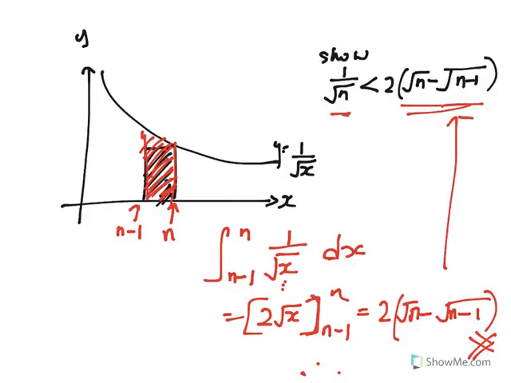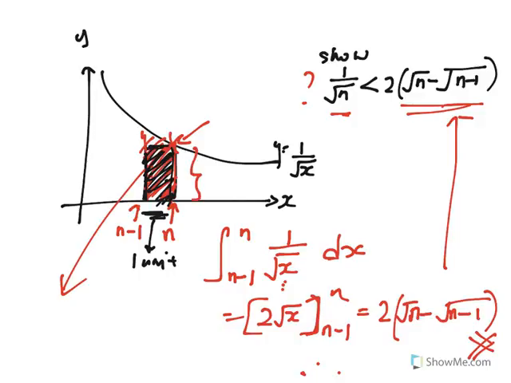What about the left hand side? Remember they told you to consider the shaded rectangle. So what's the area of the shaded rectangle? This is the black portion. What is the width? The width is 1 unit. What is the height? Let's focus on this coordinate. Can we see that the height here is nothing but 1 over root n?